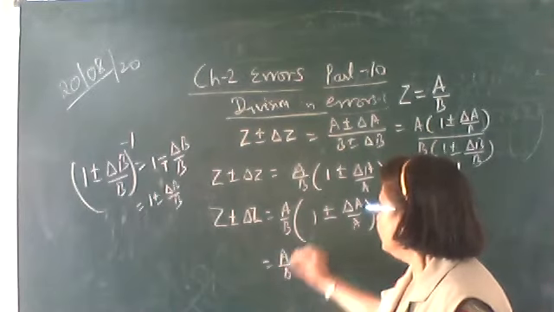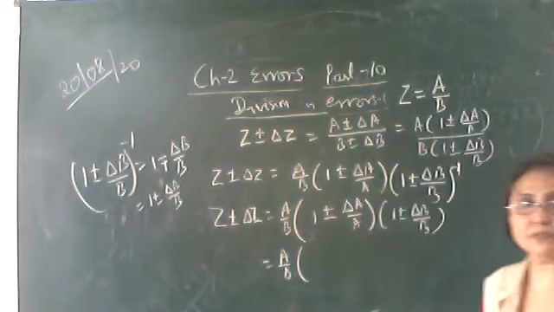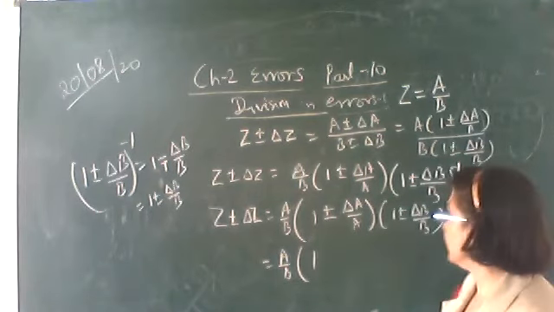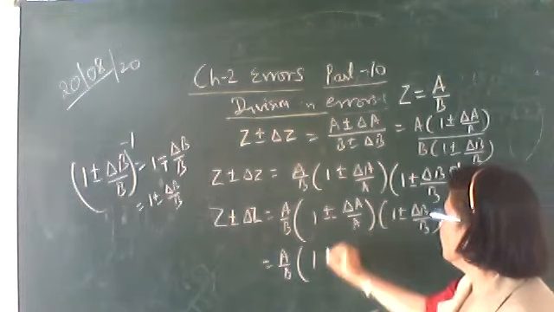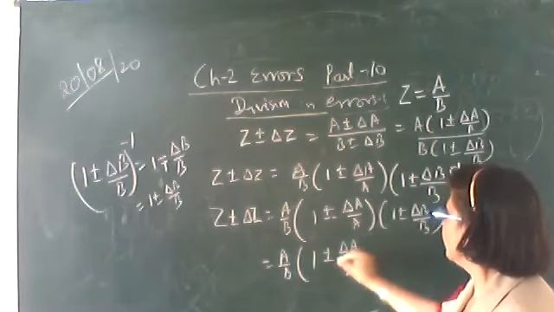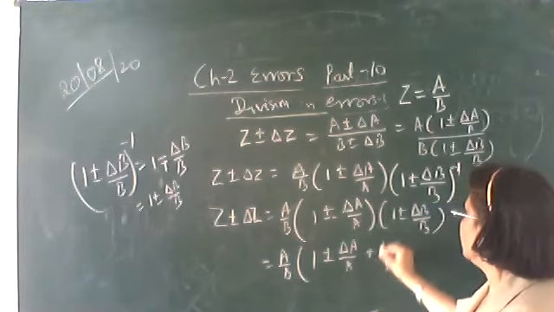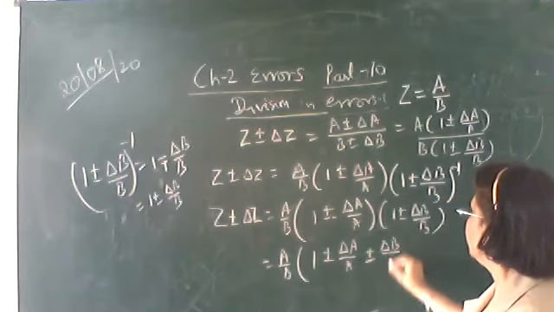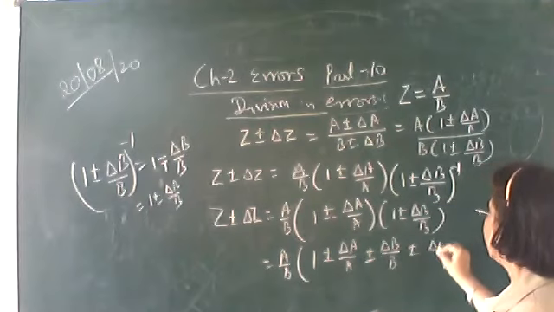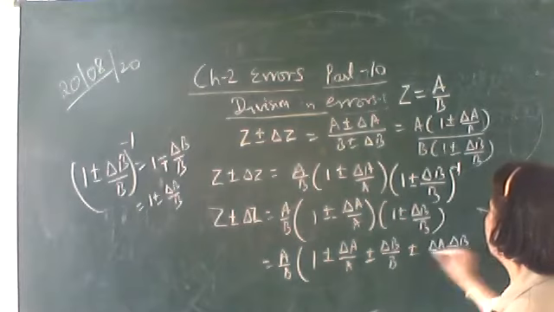A upon b. Now multiply the bracket terms. 1 into 1, we get 1. The next term, plus minus delta a upon a. The next term, plus minus delta b upon b. Plus minus delta a into delta b upon a into b.